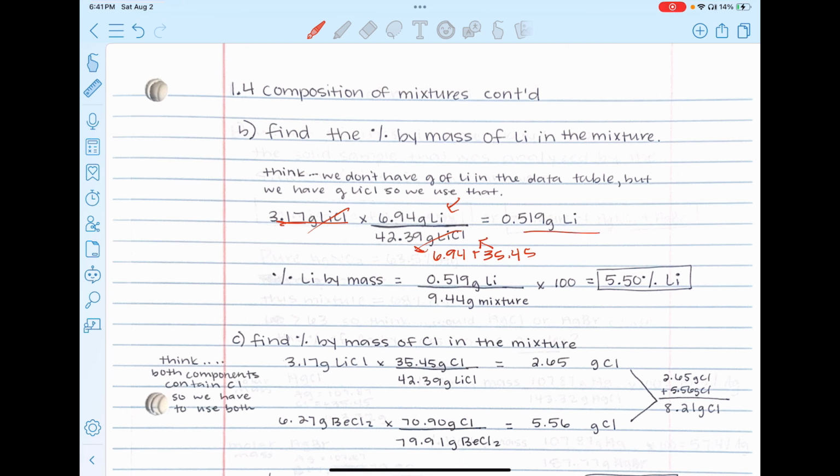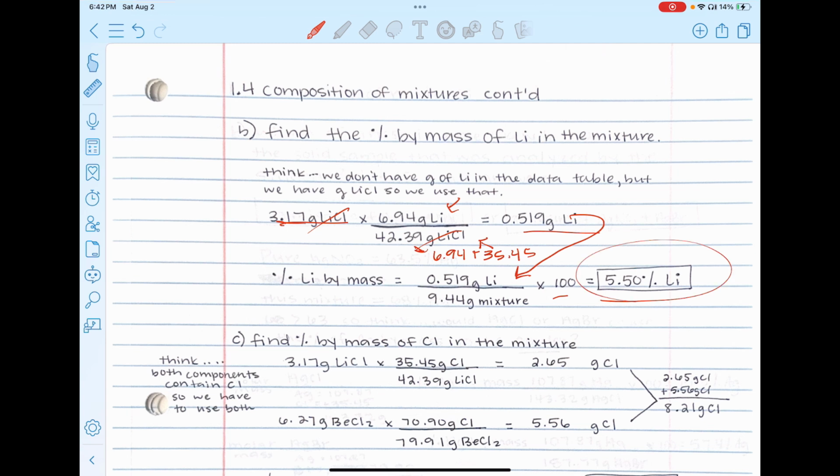So now I have the mass of lithium, but not the percent. Percent is the part over the whole. So I'm now going to take our grams of lithium, set that up here, and divide it by the 9.44 grams of the total mixture, part over the whole. Multiply that by 100 and I get 5.50% lithium.